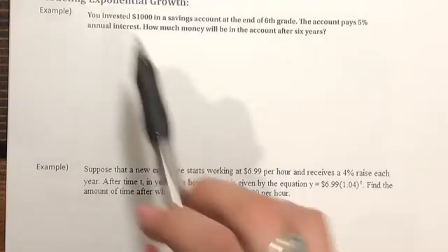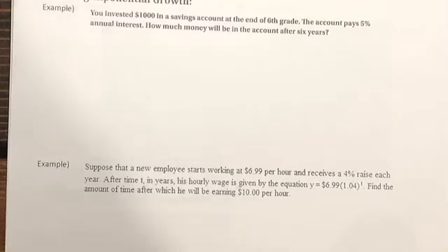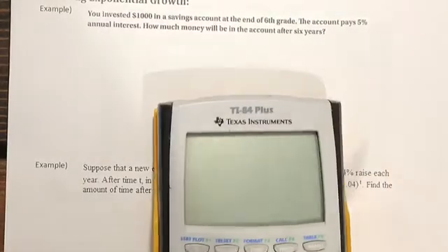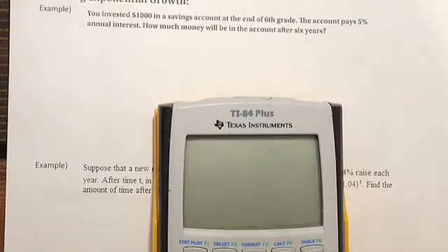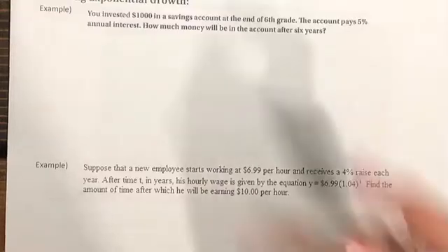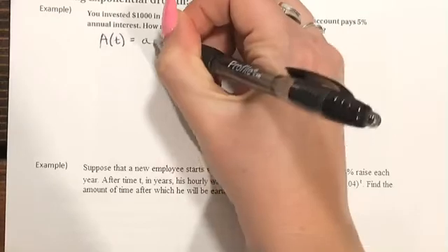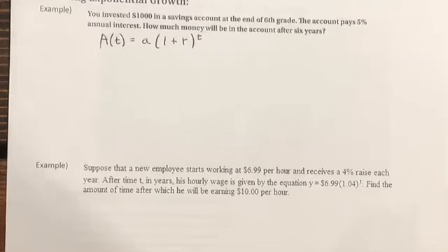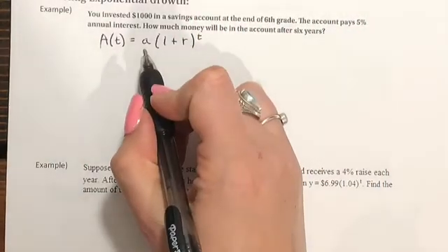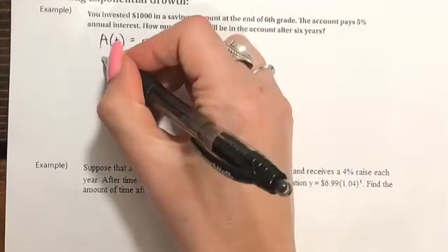Okay. So it says you invested $1,000 in a savings account at the end of 6th grade, which how cool would it be to be a 12-year-old and have $1,000? The account pays 5% annual interest. How much money will be in the account after 6 years? For this one, we're going to use this formula: A of t equals little a times 1 plus r to the power of t. And then we'll give all of the different numbers the appropriate variable. So we initially deposited $1,000. That's going to be little a.